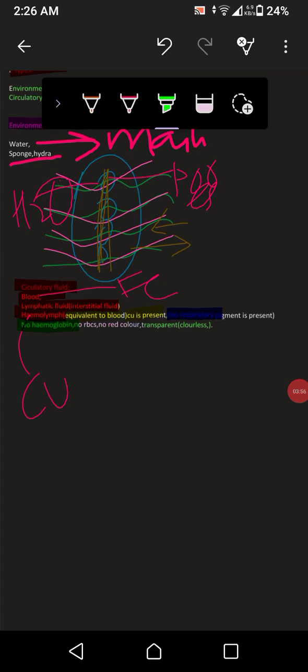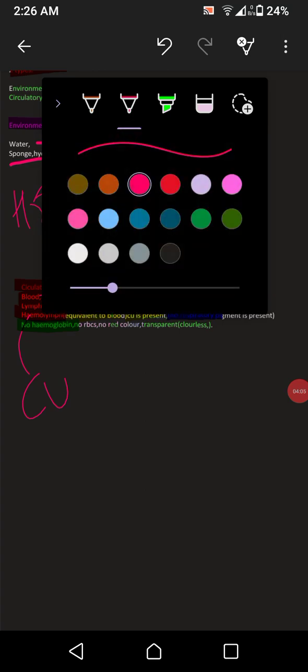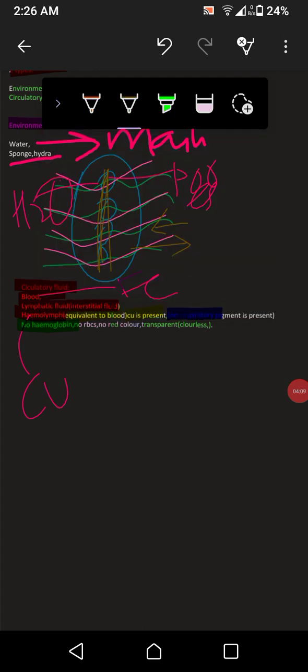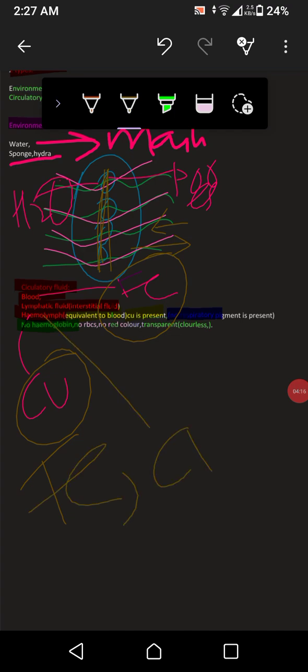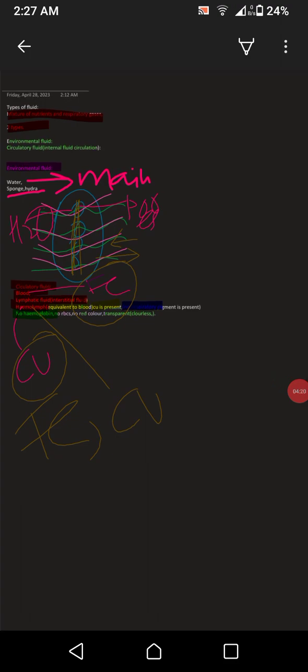So the major difference between the blood and the hemolymph is of iron and copper. In blood, iron is present, while in hemolymph, copper is present. So in this one, we have discussed the two types of fluid, and I hope that you guys are getting my points.